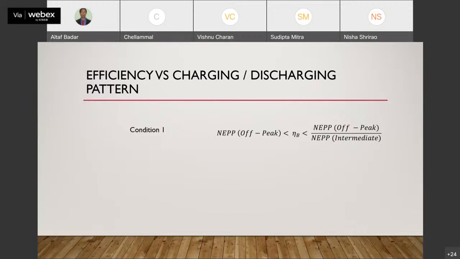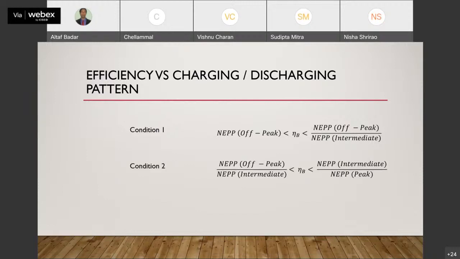So what we have said is that condition one will be satisfied when the ratio of NEPP off peak and intermediate, in between these two values lies eta B, sorry. Eta B denotes the round efficiency of the battery. So this will actually help us to understand when the battery should charge and discharge. This was already derived in an earlier paper. I've just quoted it here.